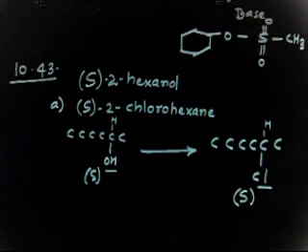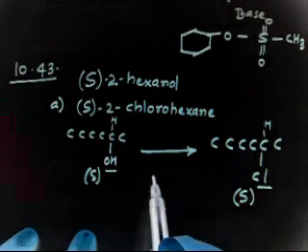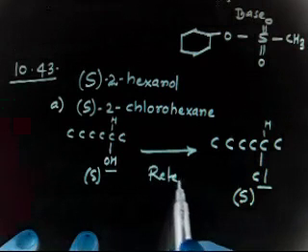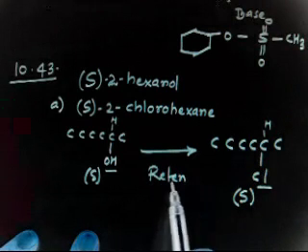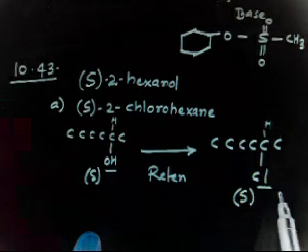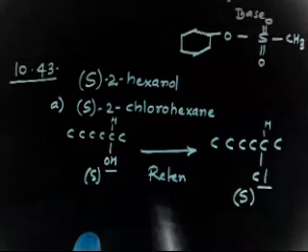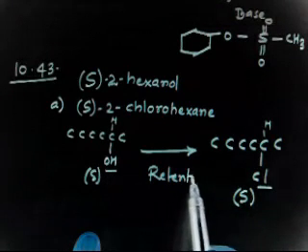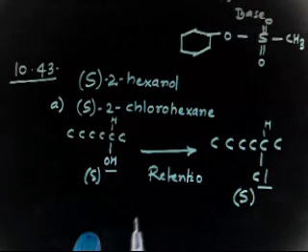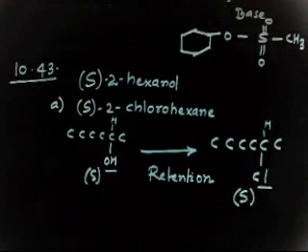If the priority order also remains same and nomenclature remains same, this means this has gone with retention of configuration. So you have to do retention. This means S remains S. In this case, priority order is also same, and that's why S to S is retention. So what kind of reaction will you do so that you go with retention of configuration?